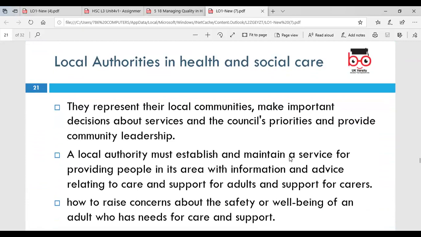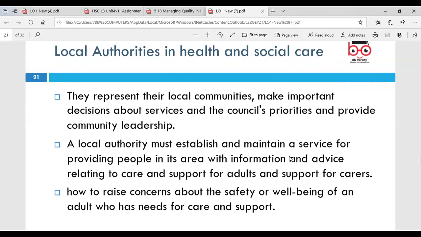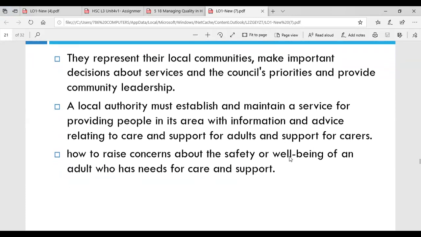Local authorities, these represent the local communities. So for instance, we have the councils working locally, and they make important decisions. This is for services and the council's priorities. And they provide community leadership. A local authority has to establish and maintain a service for providing people with information and advice relating to care. It's support for carers, support for adults. So this should be there as an integral component. And how to raise concerns about the safety or well-being of an adult who has needs for care and support.